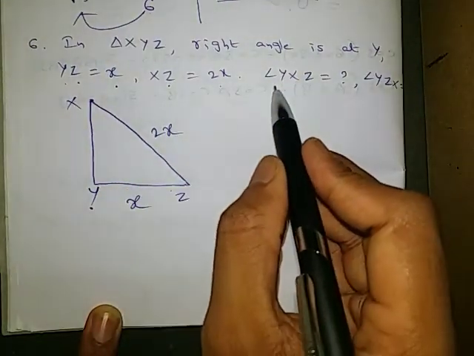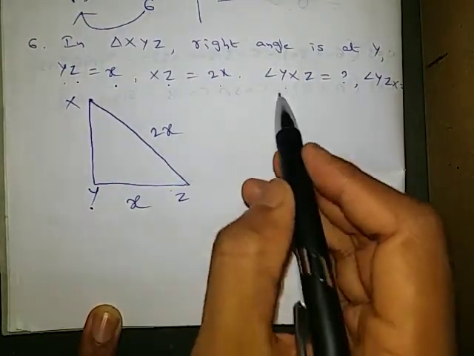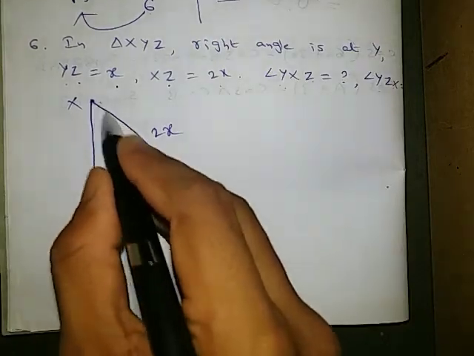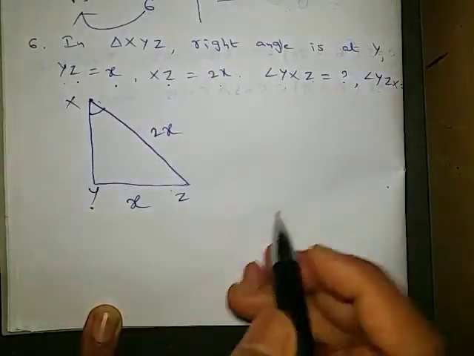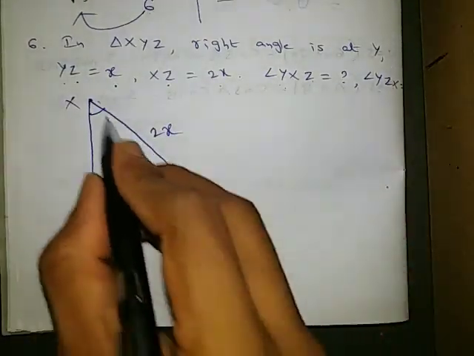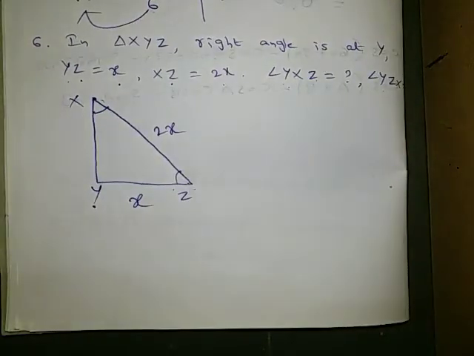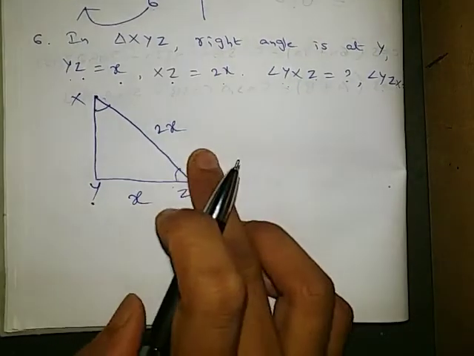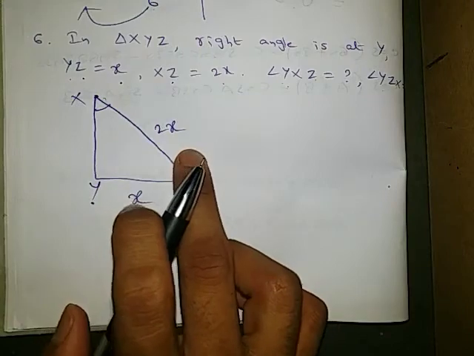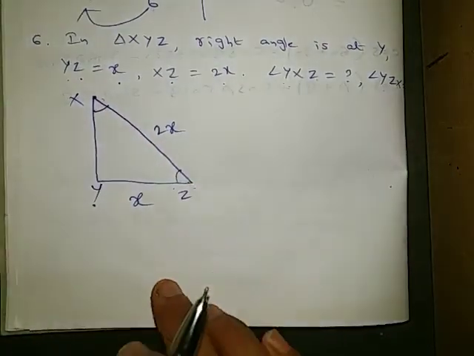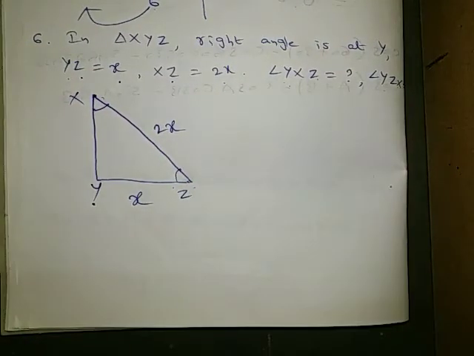And we need to find the two angles, that is YXZ, this angle, and YZX, this angle. So by using these two sides, one is x and one is 2x, we need to find these two angles. So let us find those angles.